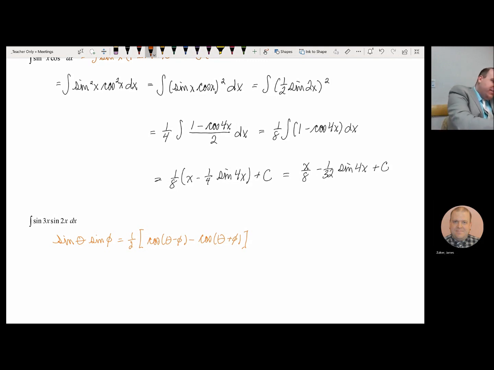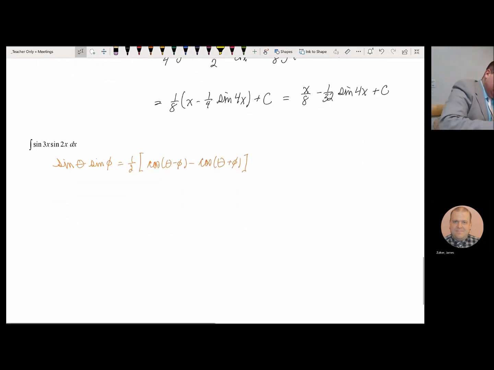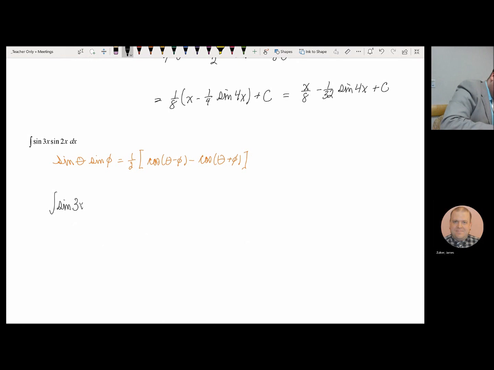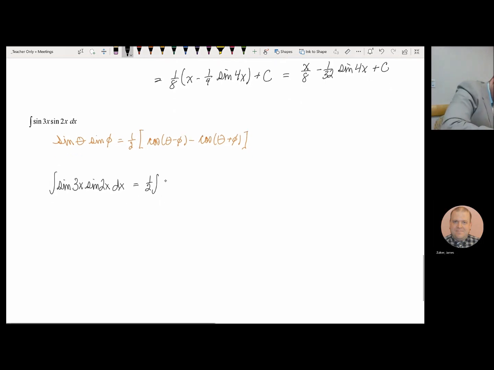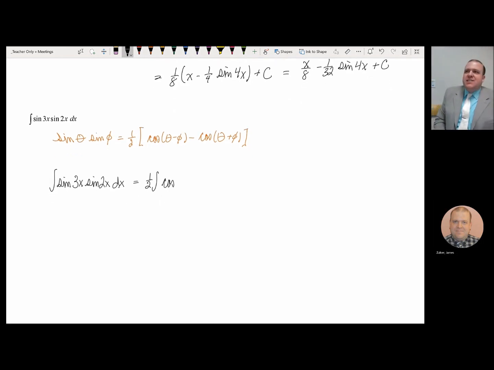So we're going to have to rewrite sine of 3x times sine of 2x using this product to sum identity. Factor out that 1/2. 1/2 antiderivative. Cosine of 3x minus 2x, minus cosine of 3x plus 2x.